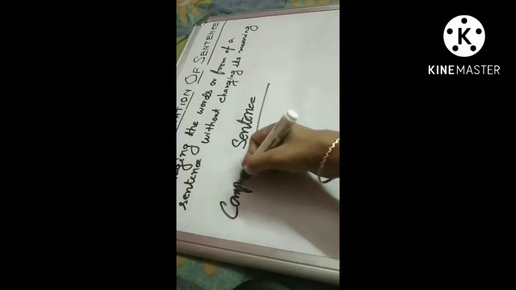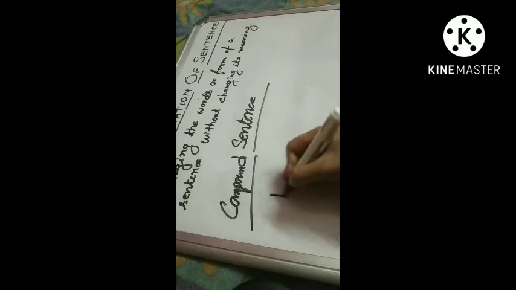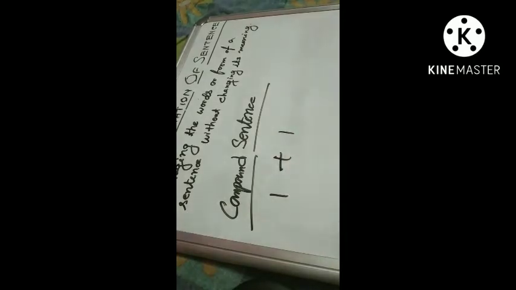Now we have to know what is a compound sentence. A compound sentence is the sentence where two sentences will be there. Two or more independent sentences joined, sometimes more, all are independent sentences joined together. Okay, independent sentences it will be a compound sentence, not dependent. They are separately independent and joined with a conjunction.